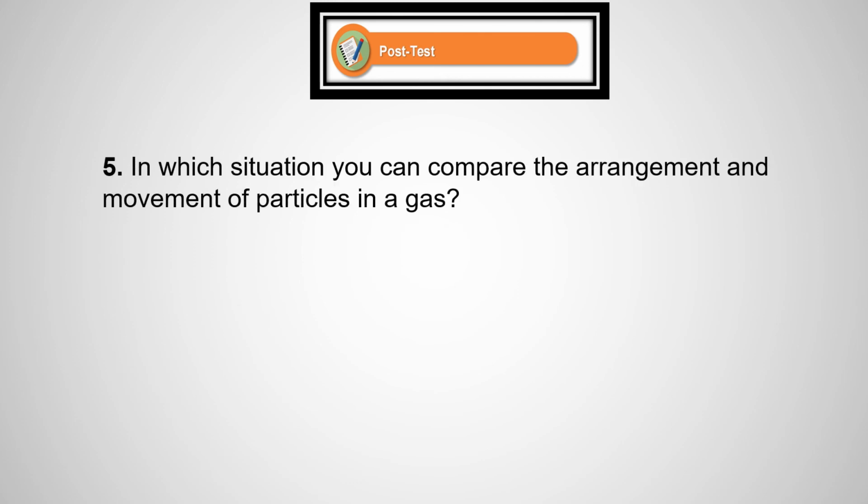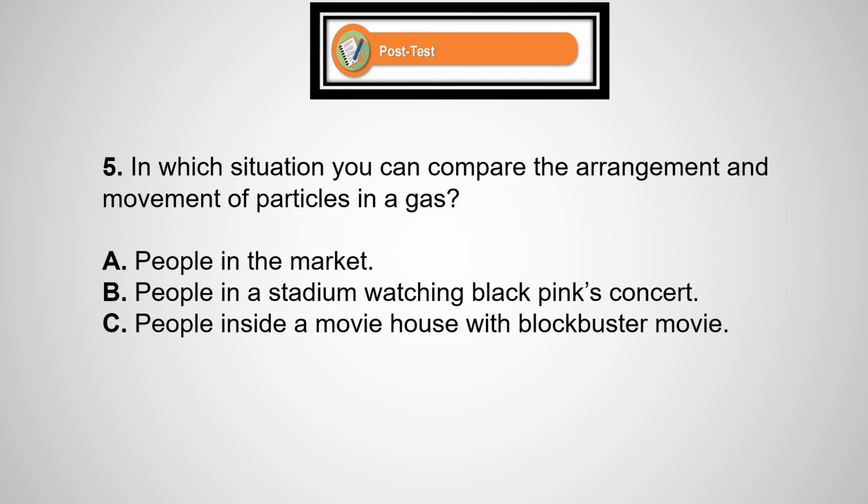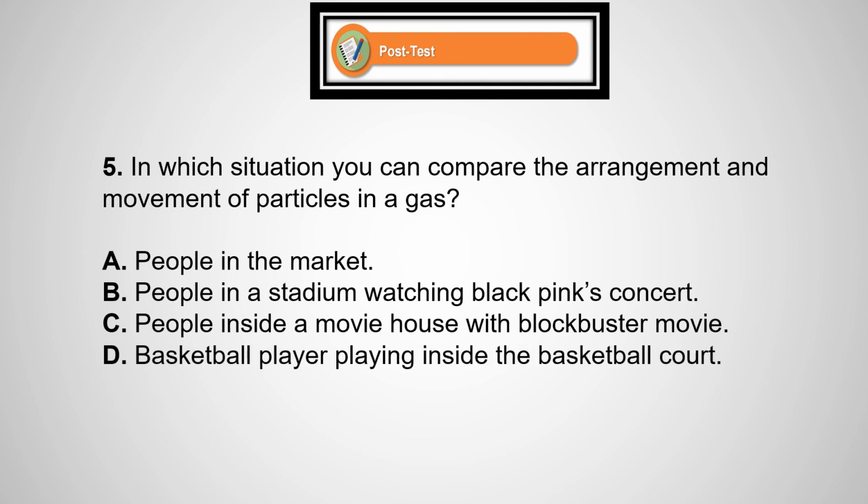Number 5. In which situation can you compare the arrangement and movement of particles in a gas? A. People in the market. B. People in a stadium watching Blackpink's concert. C. People inside a movie house with a blockbuster movie. D. Basketball players playing inside the basketball court.